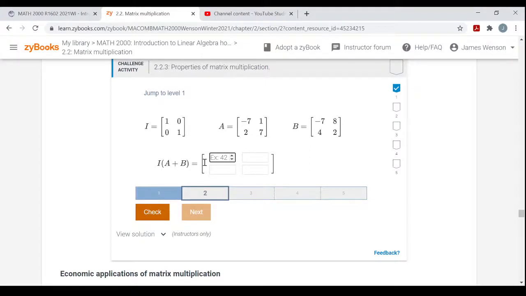Again, these are all 2 by 2, so the size requirements are fine. Now you can distribute the I if you want, but really you can just add A and B, and then if you multiply by I, an identity matrix on the left, it's just going to be A plus B. So the result will be whatever A plus B is, which is really simple. All right, and again, I leave the rest to you.